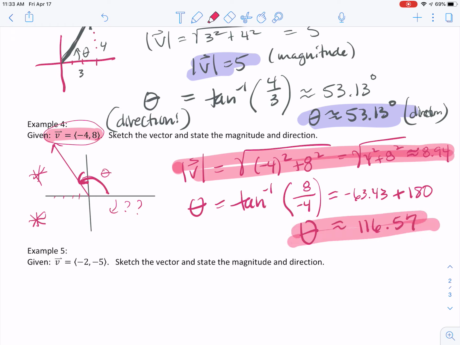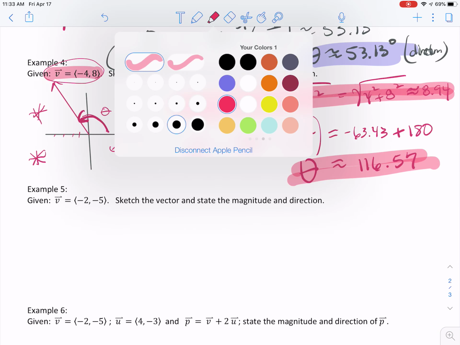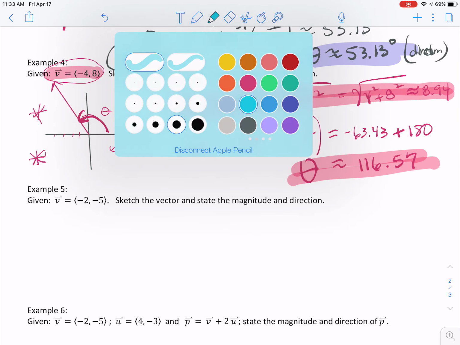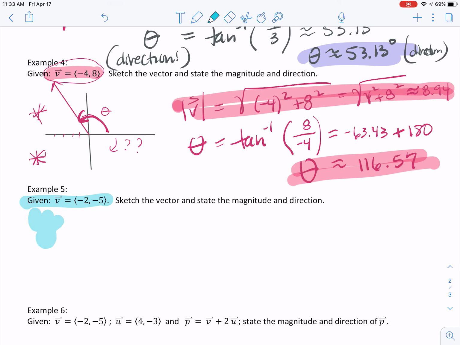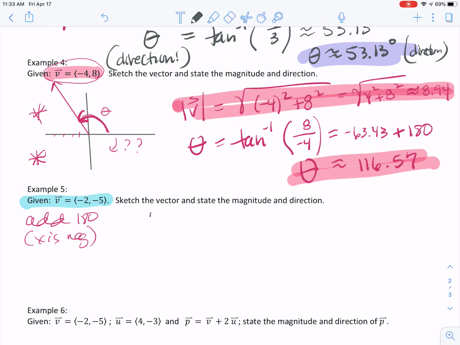You have to add 180 on that guy. Okay? What's going to happen on this next one? Do we need to add 180? Yes, add 180. Okay? So don't forget, make a little note, add 180 because x is negative, okay? It's going to be in quadrants 3 or 4. So here we go. We're going to sketch it.